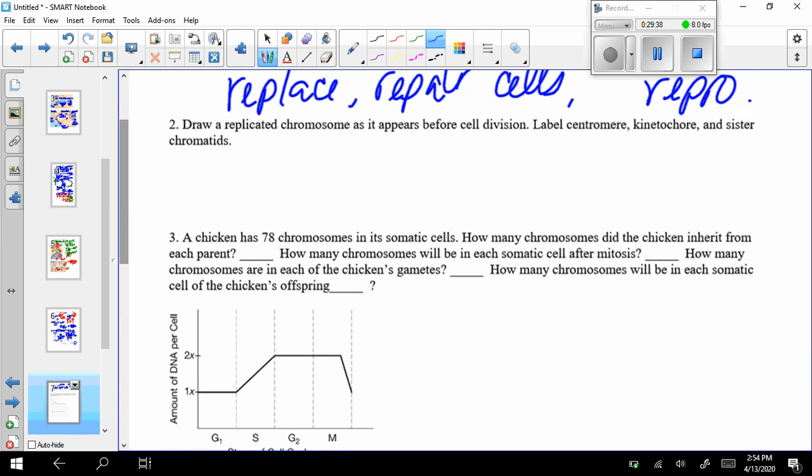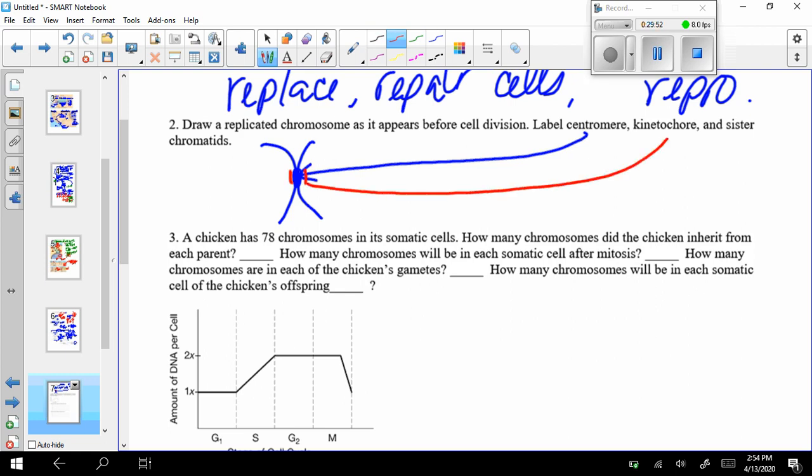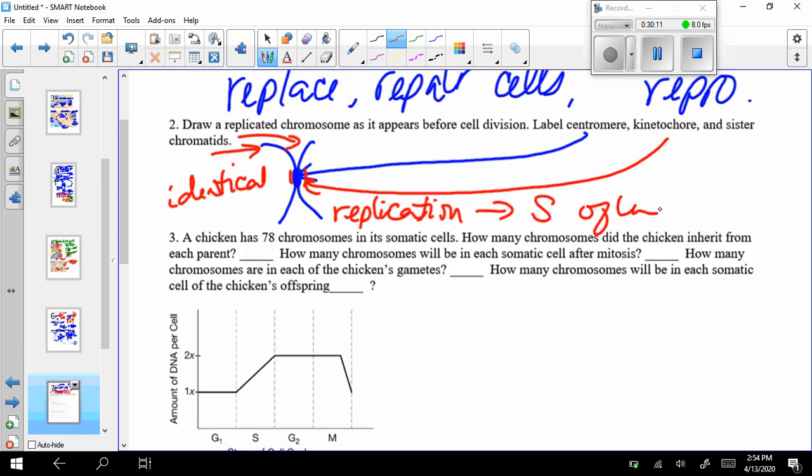All right, draw a replicated chromosome as it appears before cell division. Label the centromere. Okay, here is my centromere. Kinetochore. Okay, kinetochore would be the little region here and here where the spindle fibers bind to it. And then sister chromatids. Here's one, here's the other. And these two are identical to each other. This was made by the process of replication. And replication happens during S of interphase.